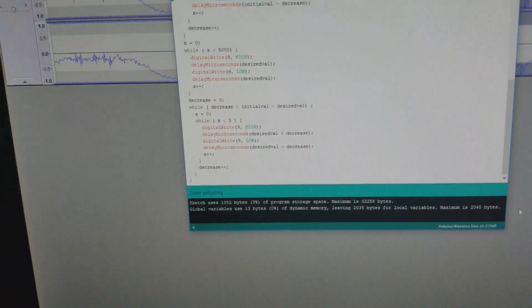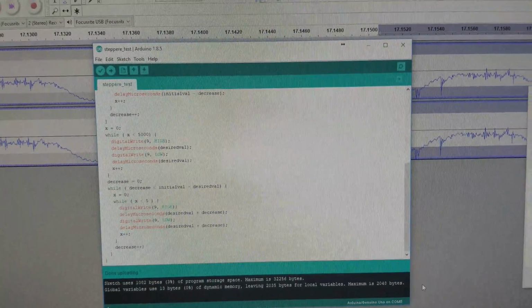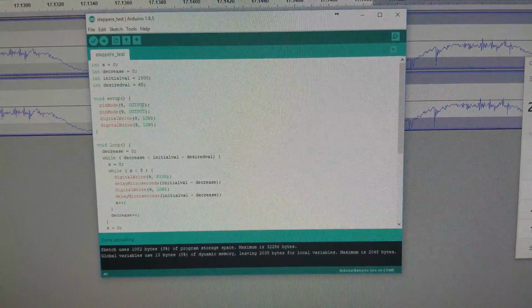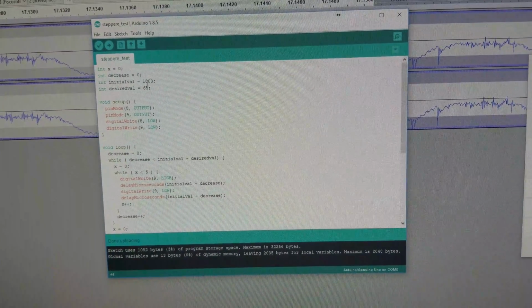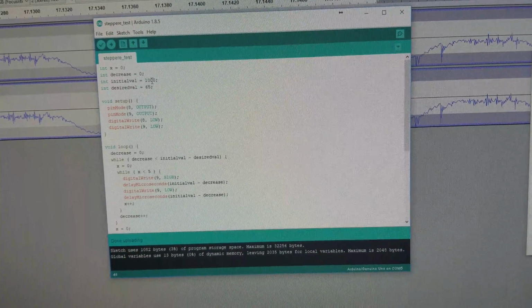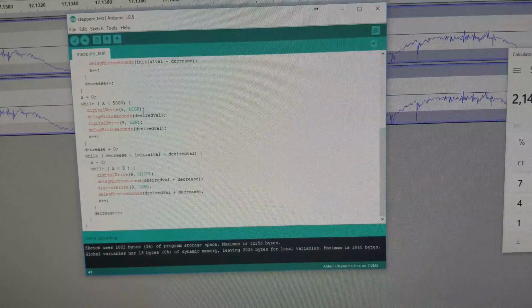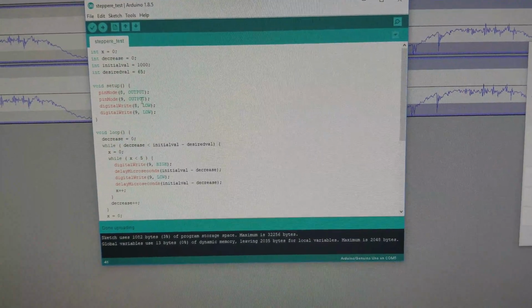So here's my Arduino program. This is an acceleration curve for my stepper motor to see how fast I can get it to go. I started out with 1 millisecond increment steps down to 65 microseconds. And this is my acceleration curve program.